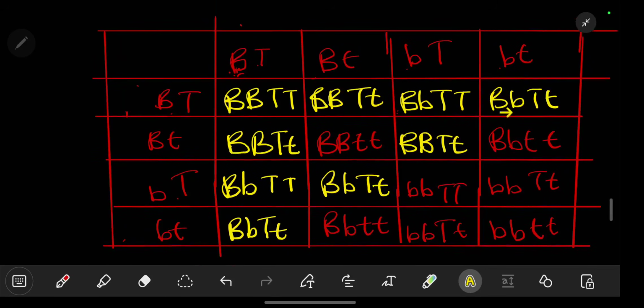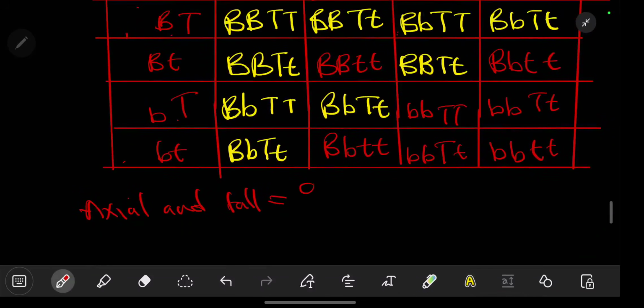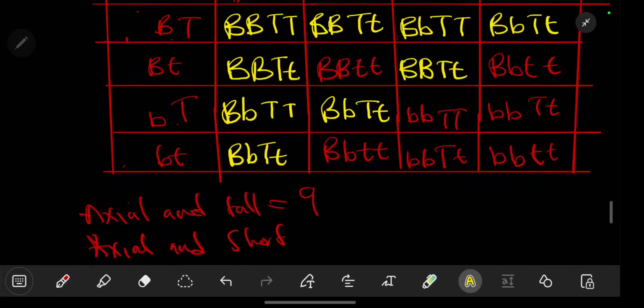So this is where we have at least one big letter B and at least here we don't have anything like at least one big letter of each. So we are going to write our 9 like that. Then here we are going to say our axial and short at least. So we are looking for at least one big letter B, since B is for axial or terminal.